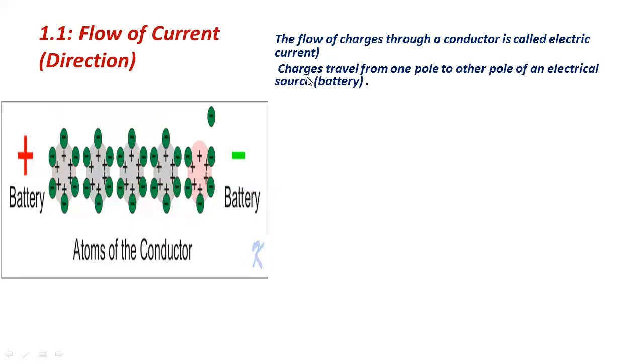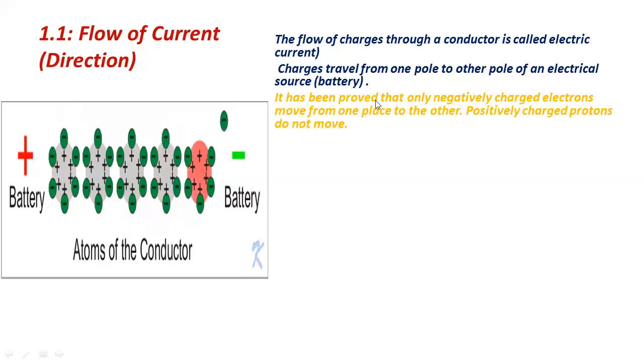Charges travel, or current travels, from one pole to the other pole of an electrical source. What is an electrical source? Battery. As a battery provides electricity to the conductor, the battery is the source. Charges travel from one pole of a battery to another pole of a battery. So this is called electric current.